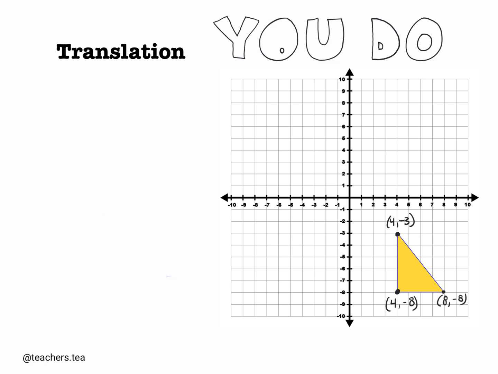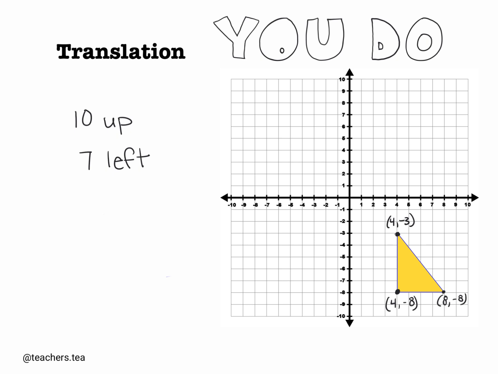Okay, this translation you're going to try by yourself. We have a triangle that has the coordinates of 4, -3, 4, -8, and 8, -8. First you will draw that. Then I'm going to ask you to translate it 10 up and 7 left. Go ahead, pause the video, try it, and then come back and see how I've done it to see if we did it the same way.